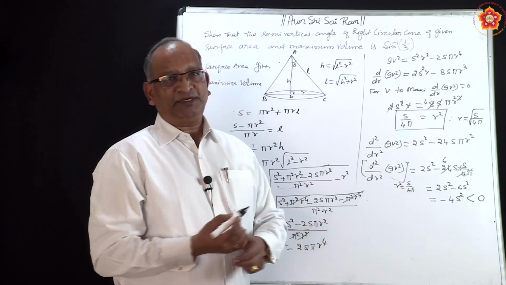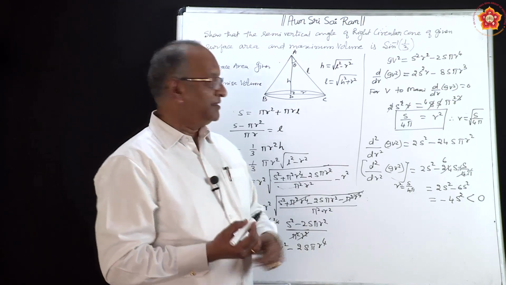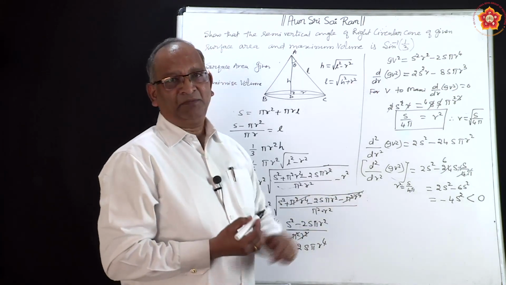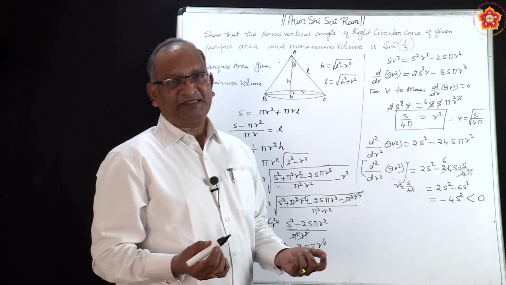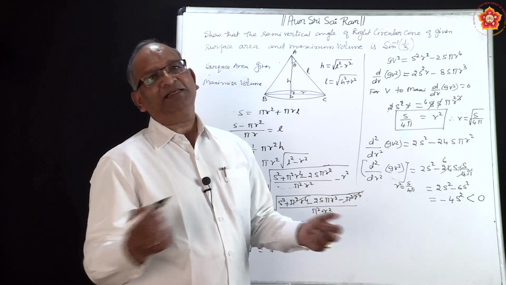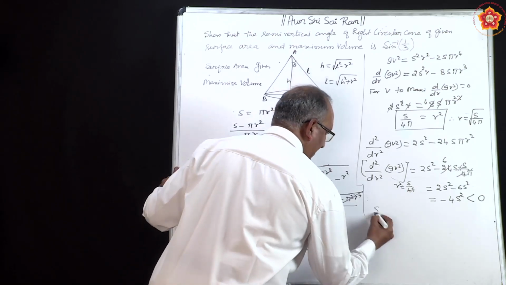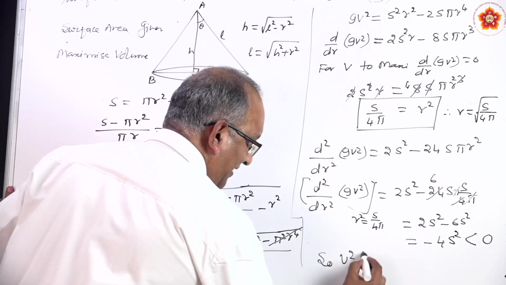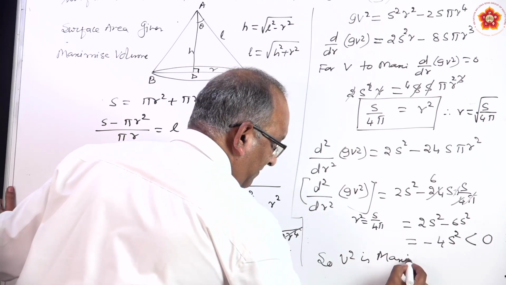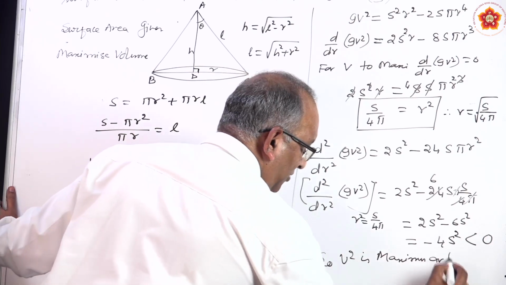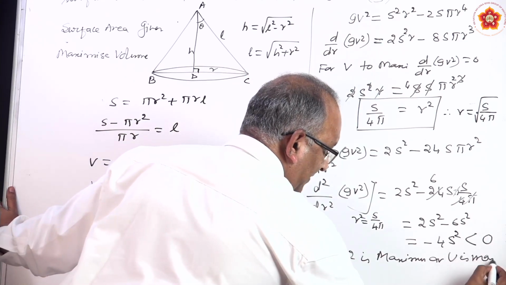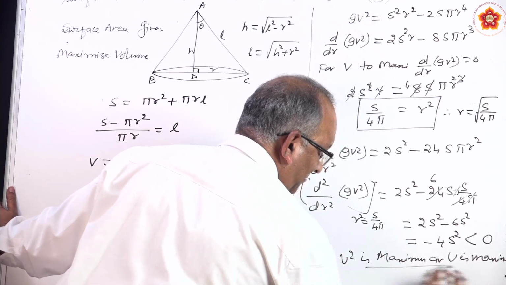What is the conclusion? We can say that v square is maximum. If v square is maximum, the conclusion is v is maximum. So, v square is maximum or v is maximum. So, this is the first part of the problem.